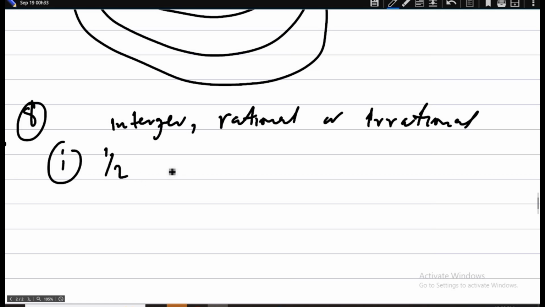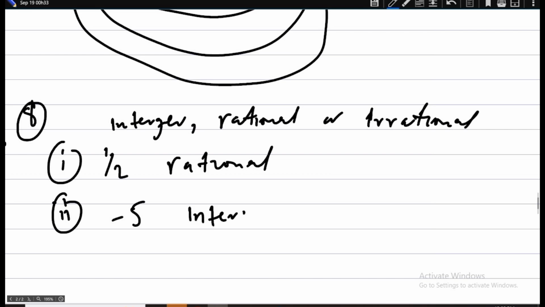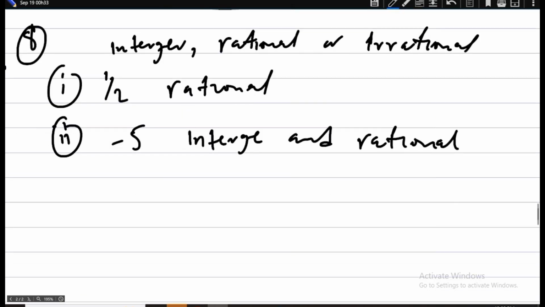Now 1/2 is a rational number. So number II here said -5. -5 is an integer and equally a rational number. It is an integer and a rational number. Okay, so it's both of them.